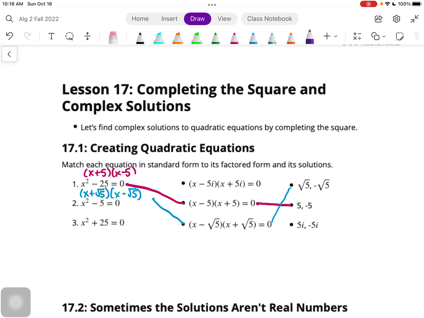Now, the last one's a little trickier. It's not a difference of squares, so you can't do it that way. But you can say, okay, well, x squared equals negative 25, and then take the square root of both sides. So plus or minus the square root of negative 25. Well, we know that's going to give us 5i. And so x minus 5i and x plus 5i are the factored form. And then 5i and negative 5i are the solutions.